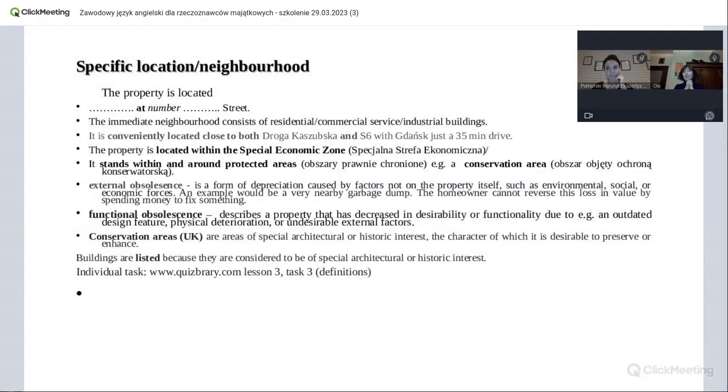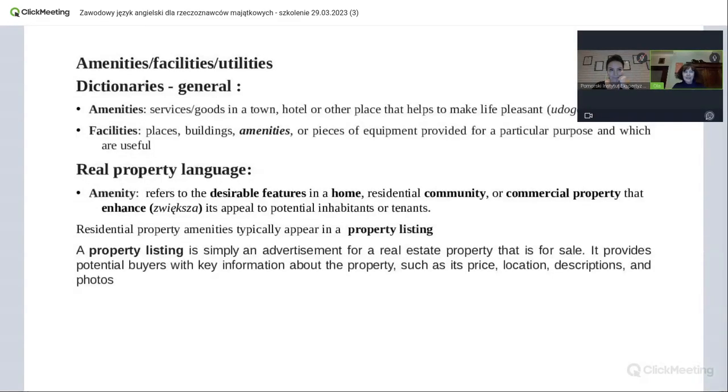Okay. I think it was really short. And hopefully, as there were six questions, you got six out of six. I hope that you will remember the words. And let's go to the next slide, where I would like to talk about amenities.